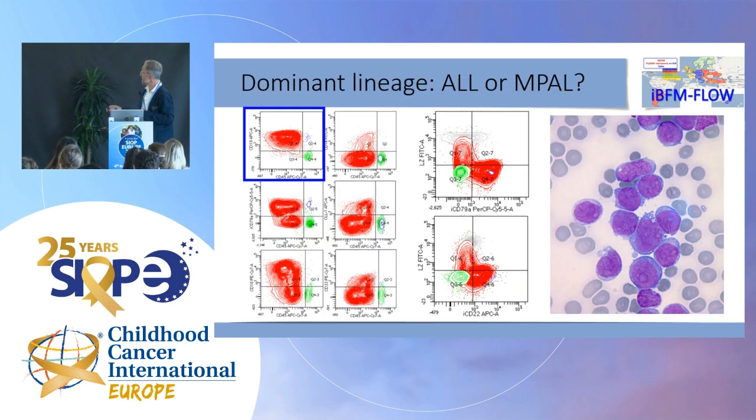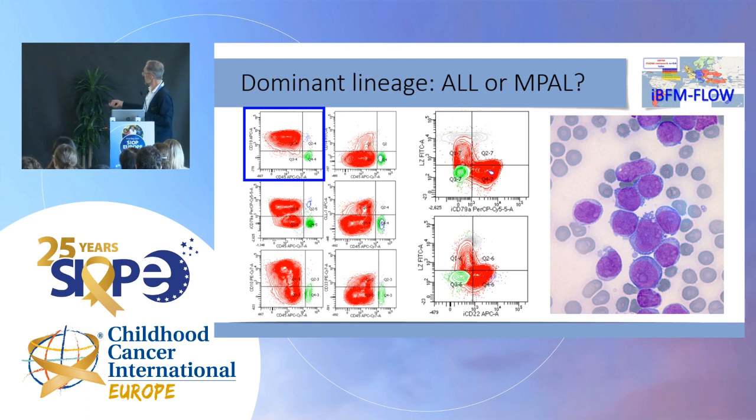So for this, for example, this was dominant lineage. Although MPAL, going into different differentiation in B lineage, CD79, for example, and lysozyme, so also into the myeloid lineage, all the cells were CD19 positive. This was a simple hyperdiploid ALL at the end. It was treated like an ALL, no change, nothing happened, cured as an ALL.